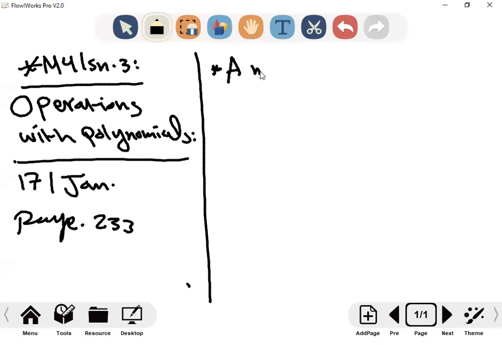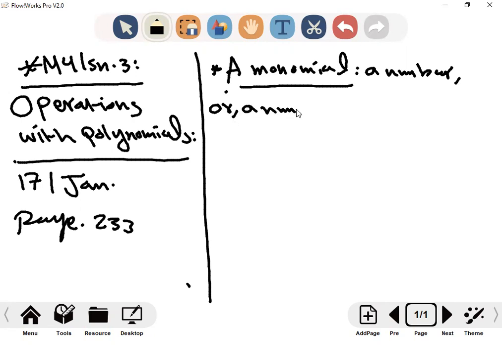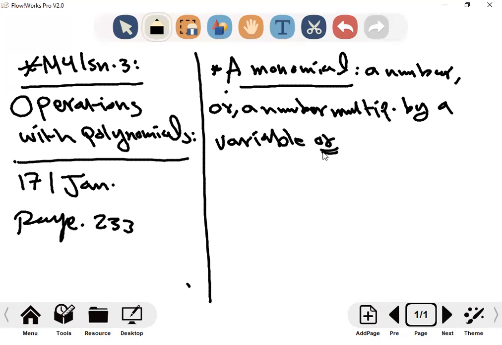Now, a monomial. What's the monomial? A monomial is a number, or a number multiplied by a variable, or more than one variable. So the monomial can be a number, or a number multiplied by a variable, or a number multiplied by more than one variable. Like a number, for example, 7.